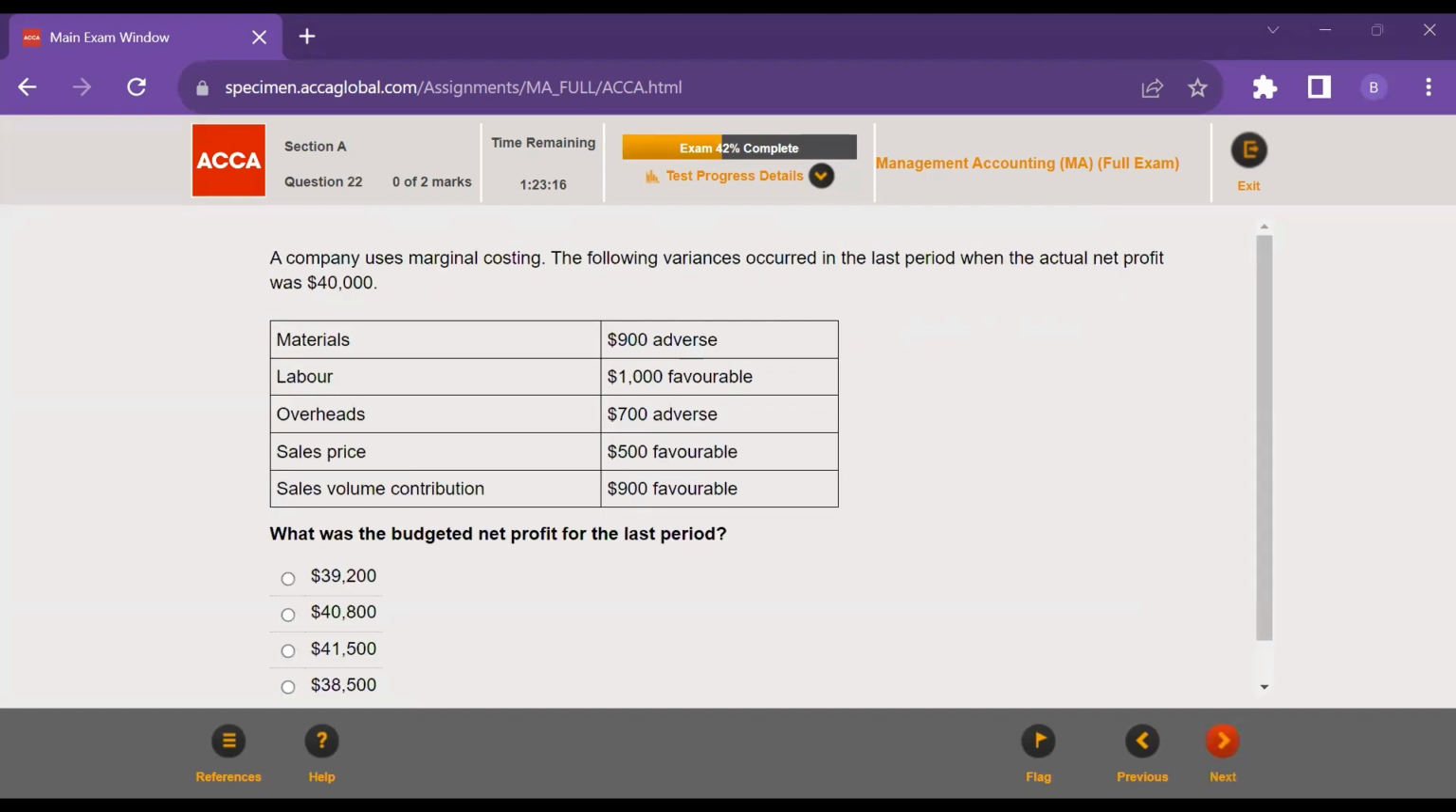So now let's move on to the next one. A company uses marginal costing. The following variances occurred in the last period when the actual net profit was $40,000.